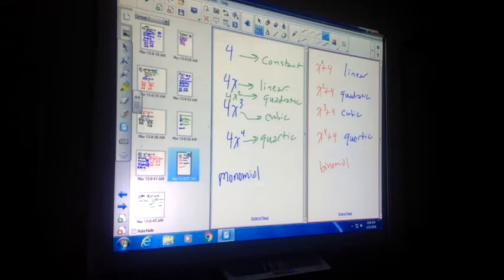Okay? So we covered monomials, we covered binomials. Monomial means you have one term, you're not adding and subtracting multiple terms together. Binomial means you have 2 terms that you're either adding or subtracting with each other. The linear, quadratic, cubic, or quartic is based on what is our highest exponent in the problem.